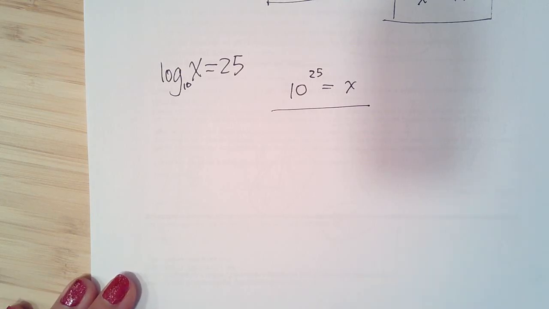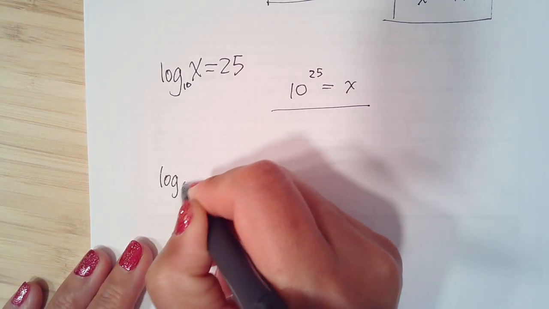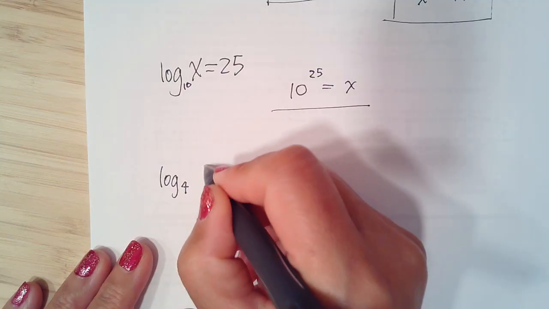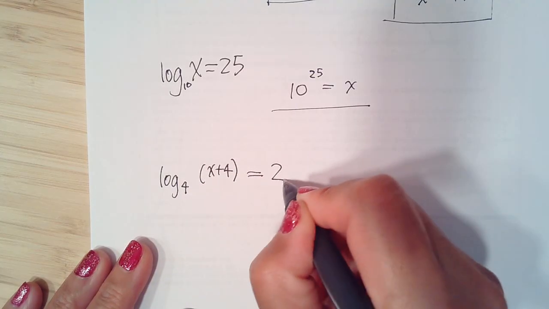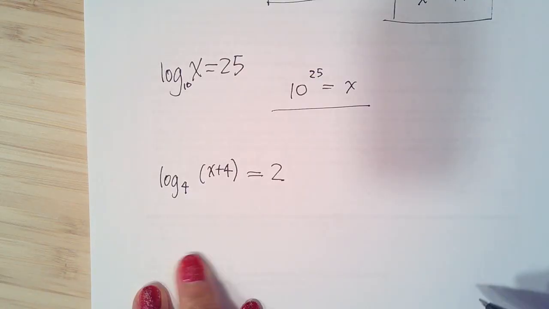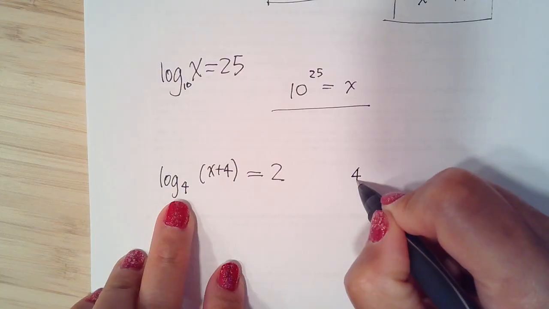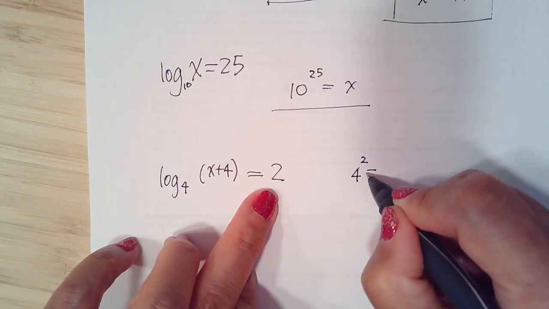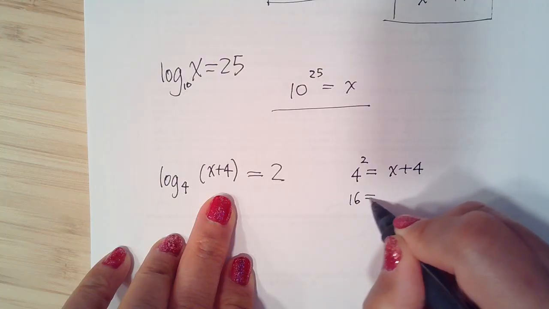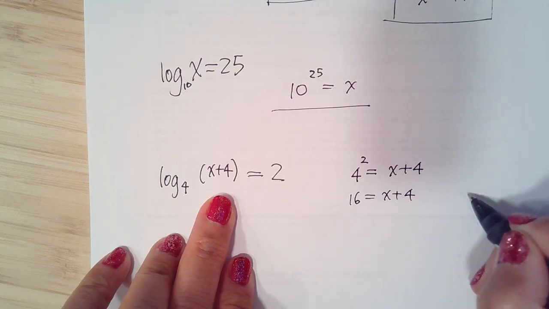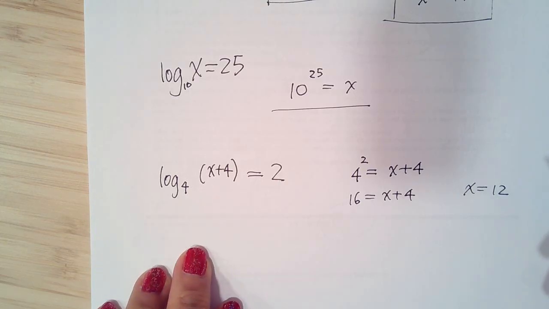Okay, so let me ask you a question. Can you solve for log base 4 of x plus 4 equals 2? This is a log equation. When you solve that, you rewrite that as exponential form. Therefore, you get 4 squared equals x plus 4. That's not bad. 4 squared is 16, and that is x plus 4. So I get x equals 12. That's super, super easy.